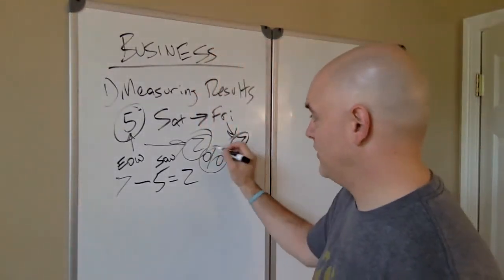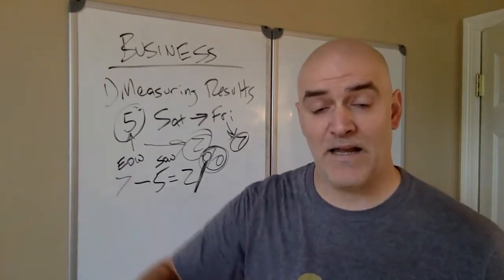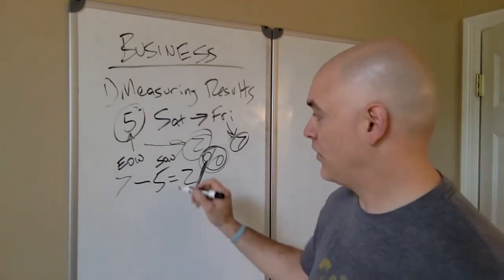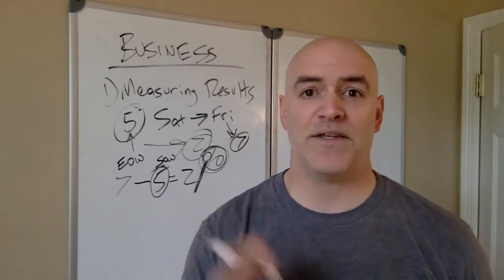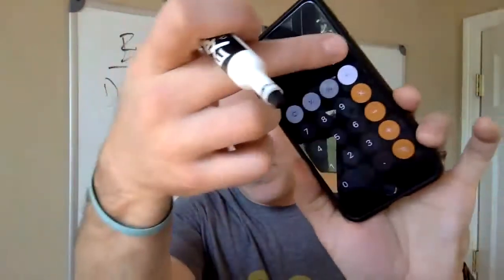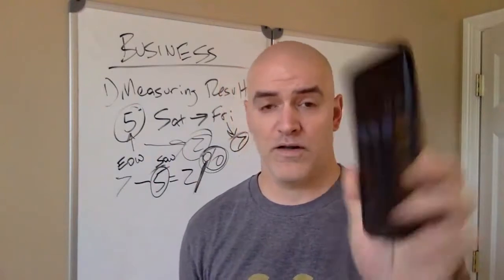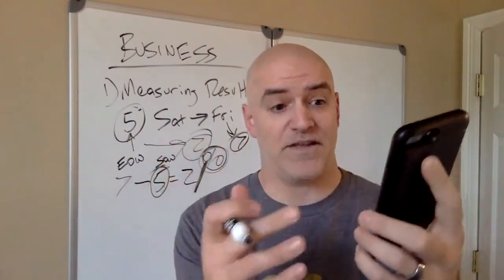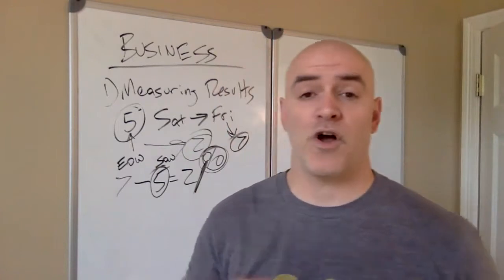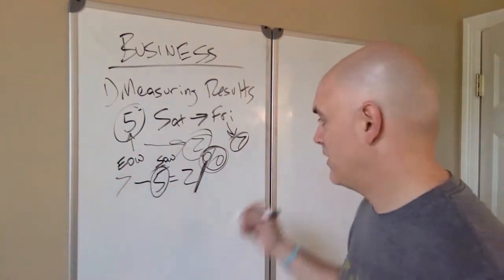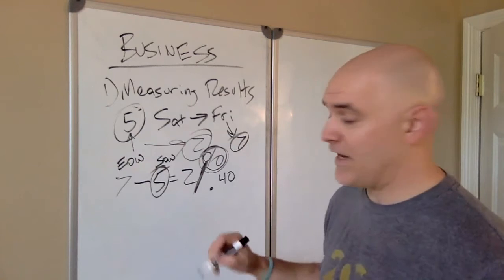Now, how do you get the percentage? You divide that 2 by where you were, so you divide by 5. Again, this math doesn't change. It doesn't matter how big your team gets. So I divide by 5, hit equals, and that gives me 0.4. It's actually 0.40 if the calculator showed everything. Anyway, 0.4, which is also known as 40%.